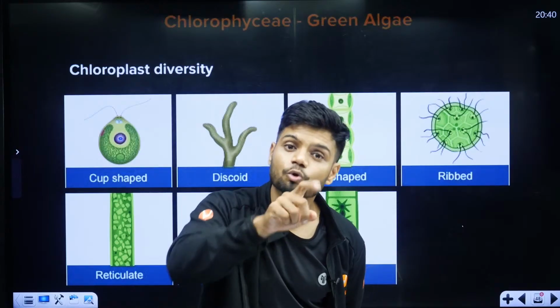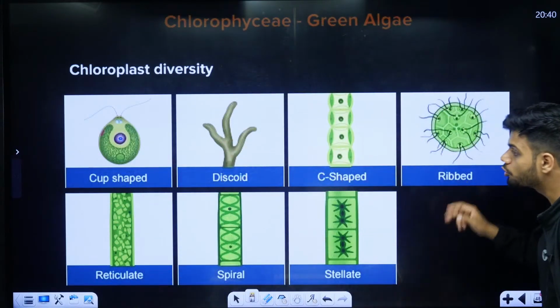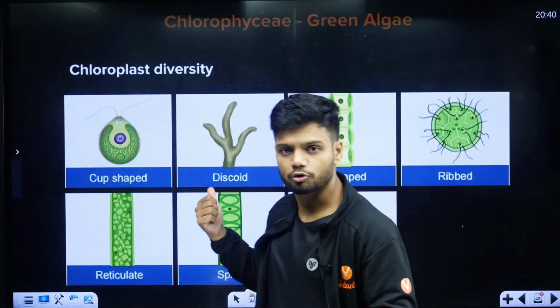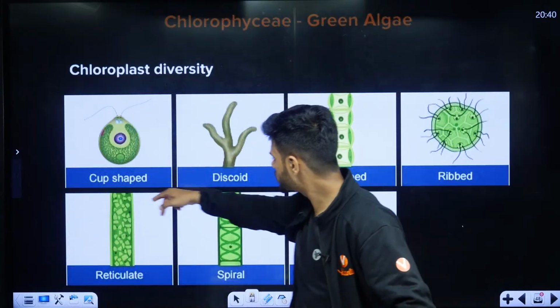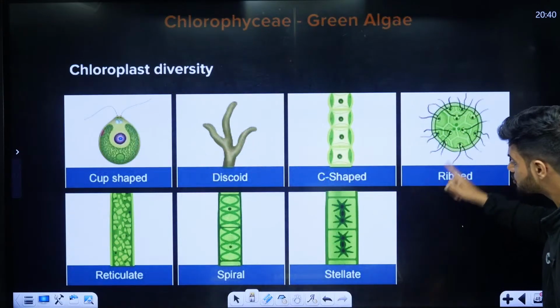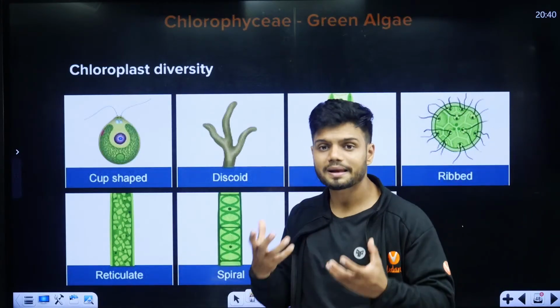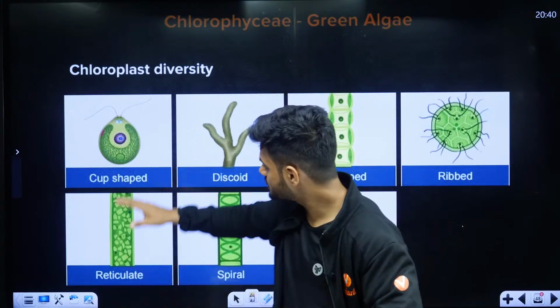By looking at the chloroplast. तो दिख रहा है हर एक algae के अंदर chloroplast different होता है. Chloroplast स्टूडेंट सबको पता है ना, what is chloroplast? Chloroplast is the structure which has chlorophyll. देखो, it can be cup shaped, discoid, C shaped, rib shaped, stellate, spiral or reticulate. So chloroplast can vary depending upon algae to algae. So this is like a thumbprint.